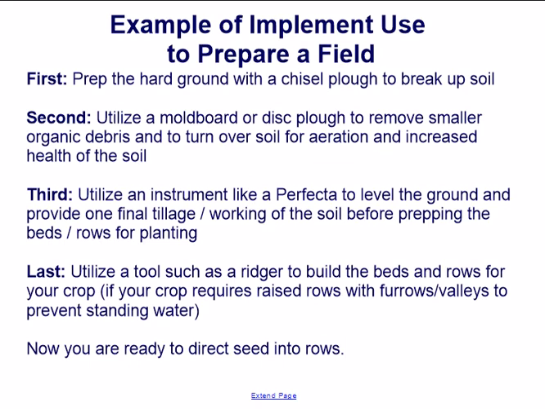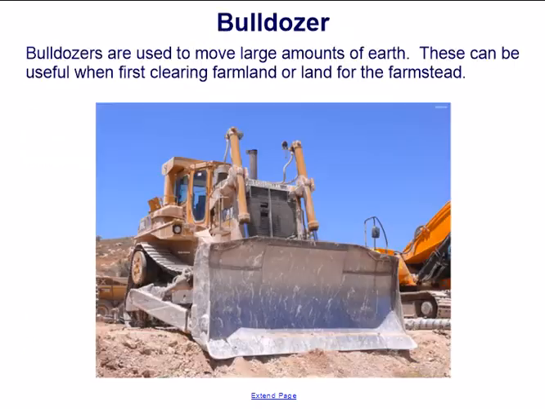Third, utilize an instrument like a Perfecta to level the ground and provide one final tillage, working of the soil before prepping the beds and rows for planting. Last, utilize a tool such as a ridger to build the beds and rows for your crop, if your crop requires raised rows with furrows or valleys to prevent standing water. Now you are ready to direct seed into rows.